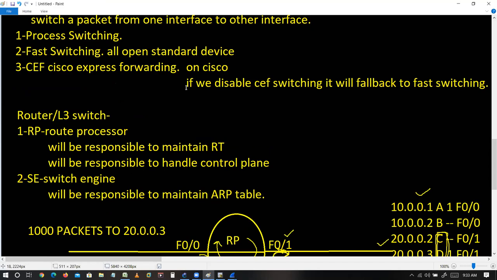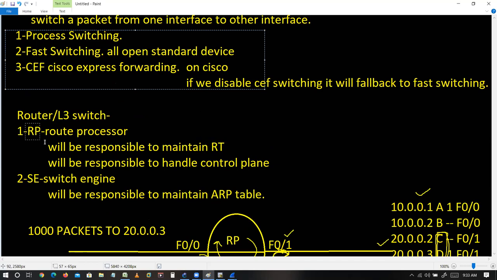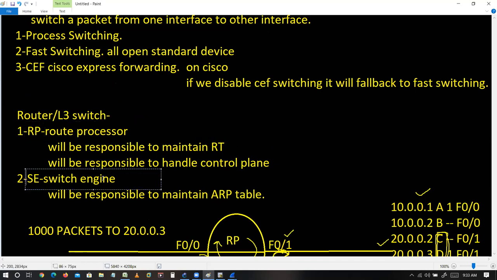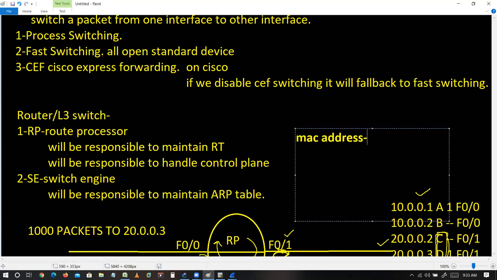Whenever I talk about a router, if I say routing table, it means route processor. If I say ARP table, it means switch engine. It is like if I say MAC address table, you instantly think about a switch. But right now, if I say ARP, it means the switch engine will be responsible. If I say routing table, it means the route processor will be responsible. So these are just components. That's it.